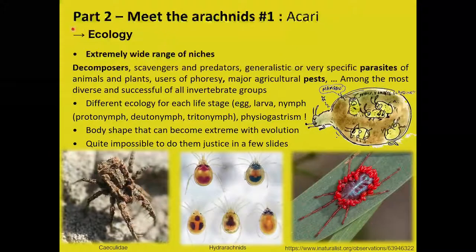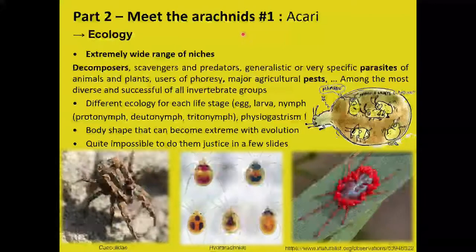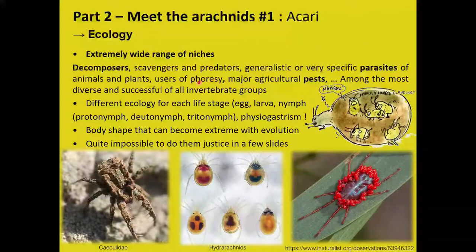The third slides are about the ecology. So in arachnids, I couldn't fit a lot because they occupy every conceivable niche, and mostly as pests and parasites for humans. They are big users of phoresy, which means to travel using another animal. And then one of the most successful of all invertebrates. And also, there are different ecologies for every life cycle, and a body shape that can become very strange. So it's impossible to see a lot of things in one slide.